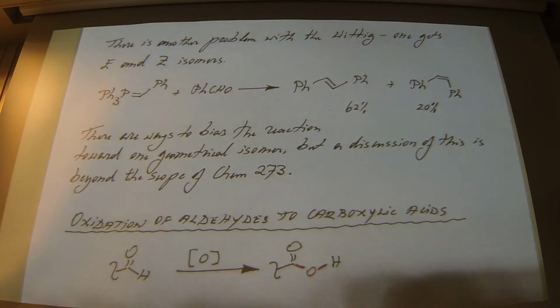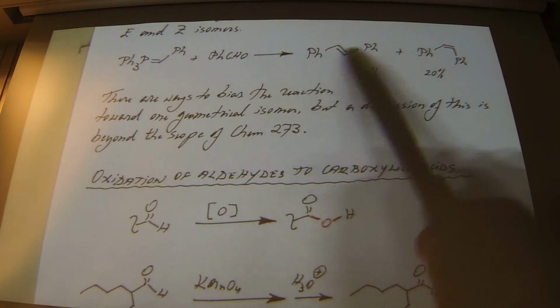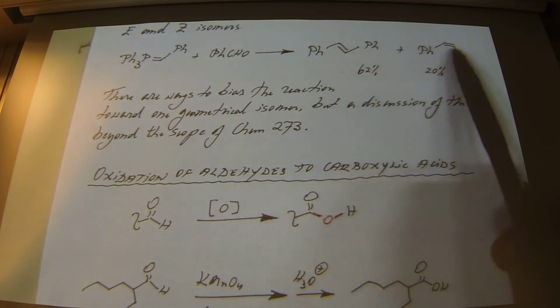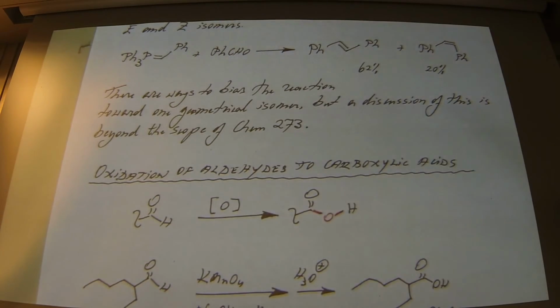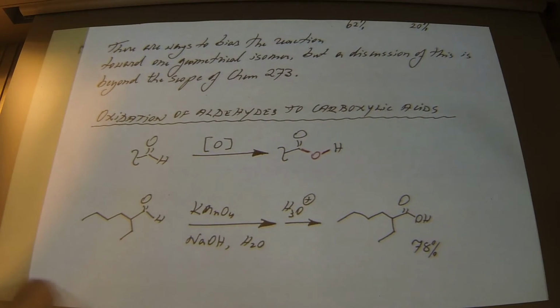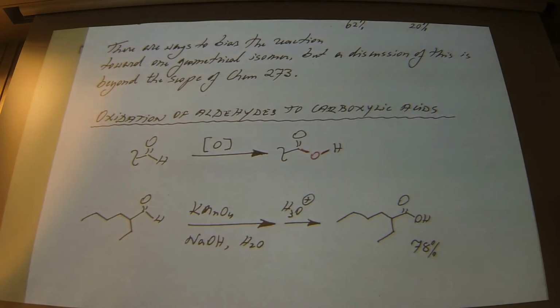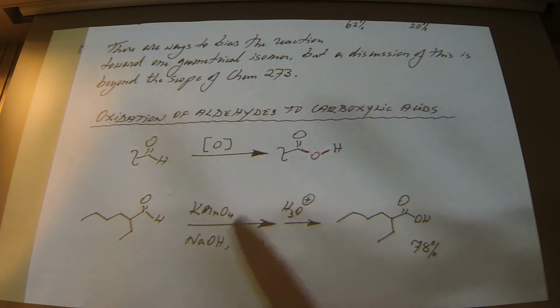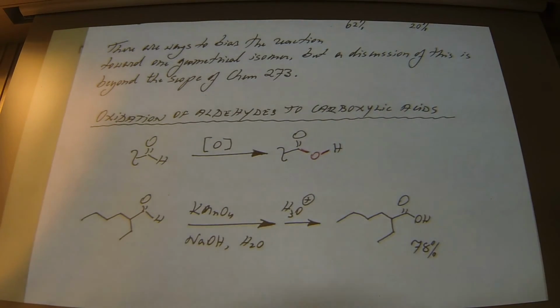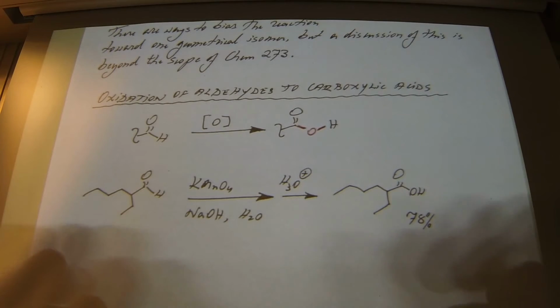So that's a problem with Wittig. There are other ways to bias this reaction to get more of this or more of that, but we're not going to talk about that in 1973. Wittig shared the 1981 Nobel Prize with H.C. Brown. H.C. Brown is the hydroboration guy, and those two guys were both rewarded with the Nobel Prize for their contribution. So that kind of gives you an idea of how widely used the Wittig is, even with all the problems of having to recycle the phosphine oxide.